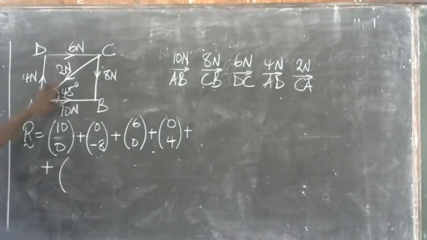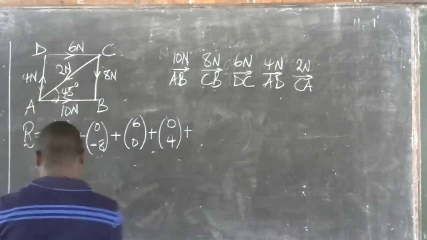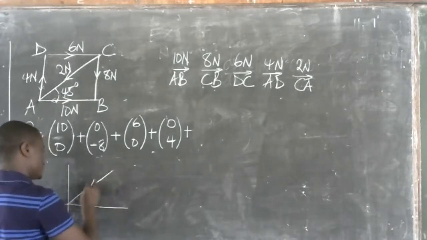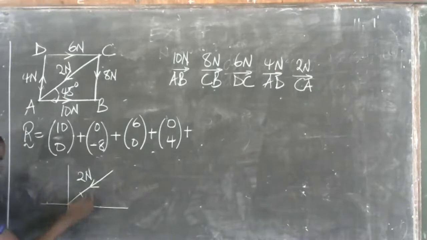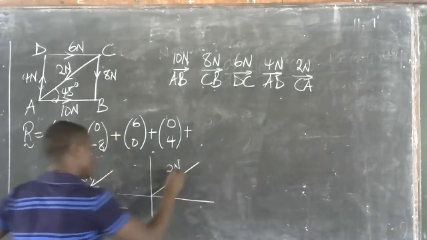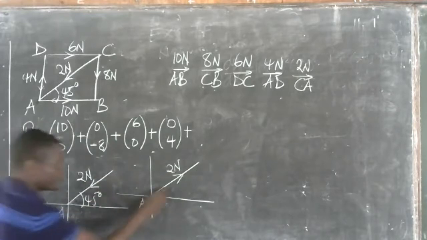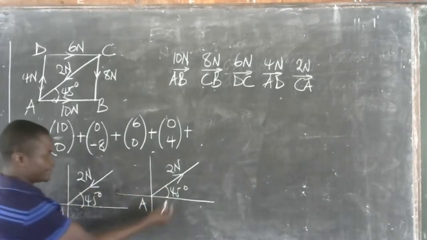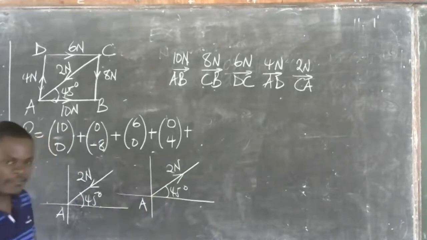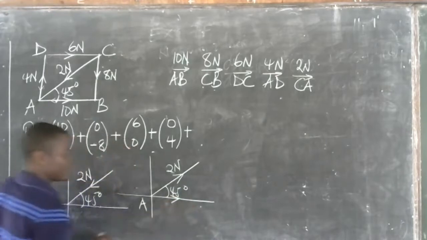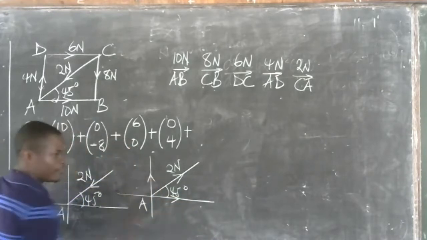Plus this, I'm saying that there is a difference between these two diagrams: the 2 Newton force moving towards a point such as A, and the 2 Newton force moving away from the point A. These two things are different. Here, in this case, the components will move away from point A like the force does, so horizontally away from A and vertically away from A.